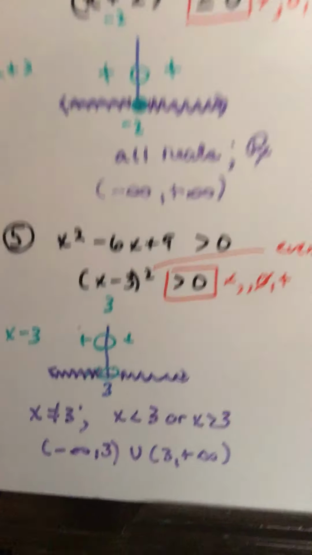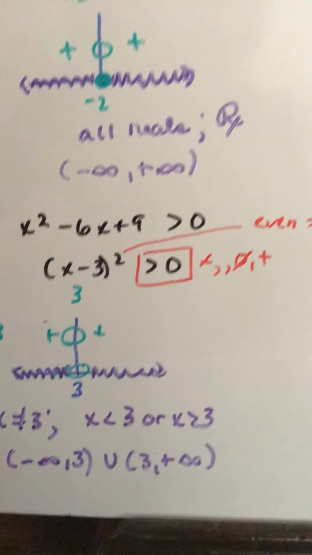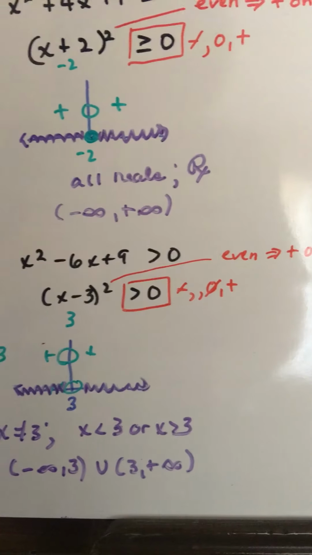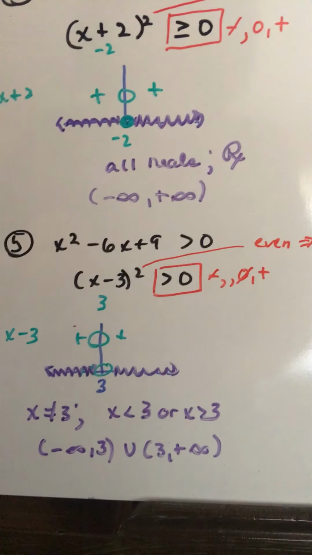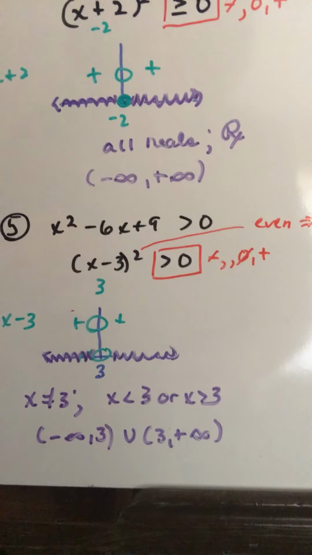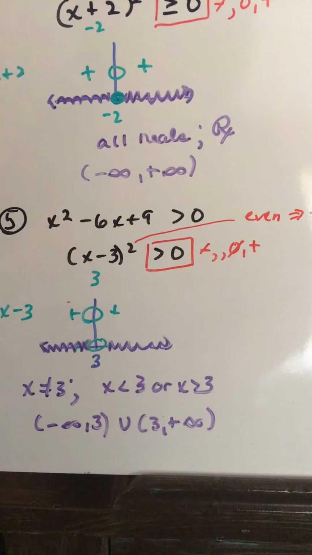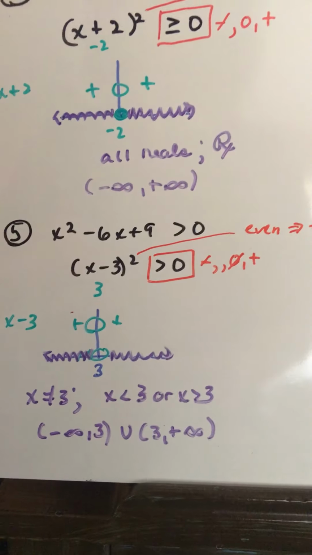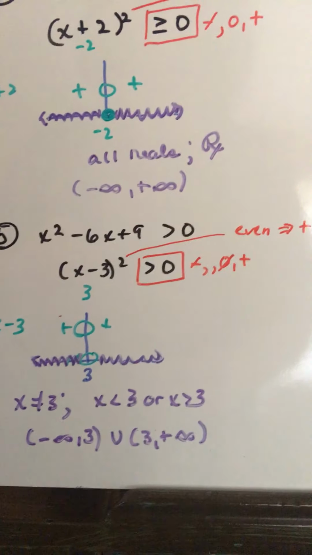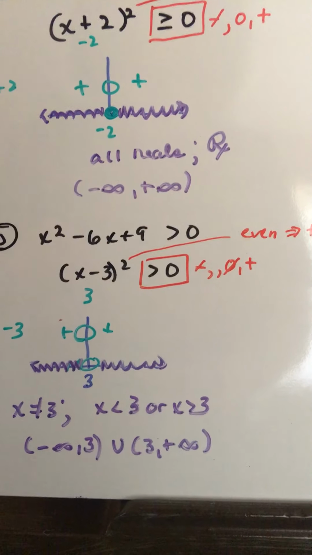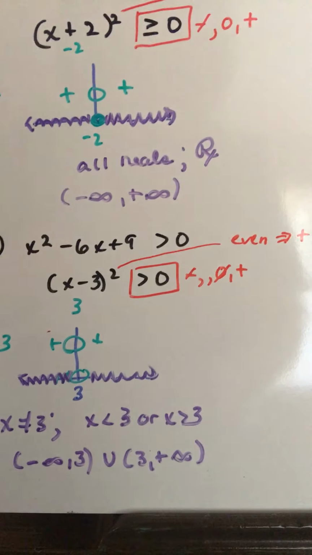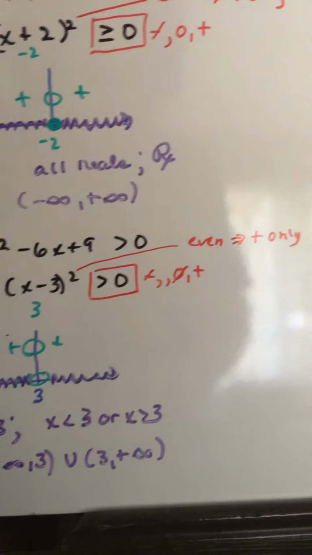Now I want to be strictly positive for the quantity x minus 3 squared. And notice that doesn't allow the 3, but it allows all the other numbers. So if I don't want inequality notation, I can simply say x is not 3. Or if I write it in interval or inequality notation, x is less than 3, or x is greater than 3.